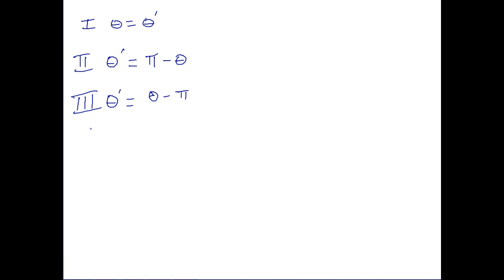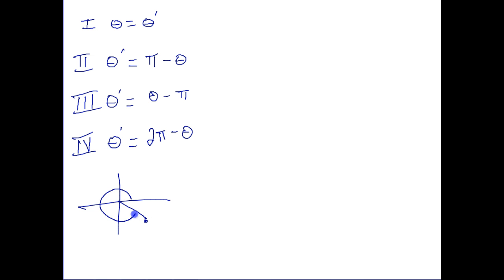Now, what if we're in the fourth quadrant? Well, if we're in the fourth quadrant, then our reference angle is going to equal 2 pi minus theta. We see this from, let's say we're right here, and this is our angle theta. Our reference angle is actually this angle right here, theta prime. That's just 2 pi minus whatever our angle is, and that gives us what's left.